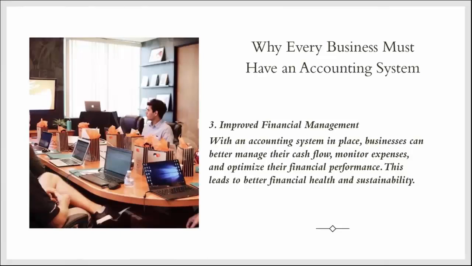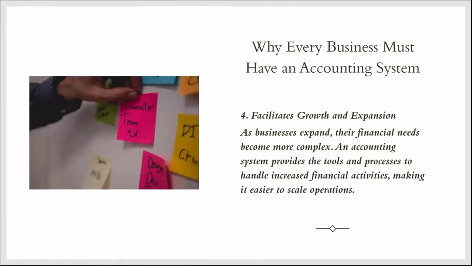3. Improved financial management. With an accounting system in place, businesses can better manage their cash flow, monitor expenses, and optimize their financial performance. This leads to better financial health and sustainability. 4. Facilitates growth and expansion. As businesses expand, their financial needs become more complex. An accounting system provides the tools and processes to handle increased financial activities, making it easier to scale operations.